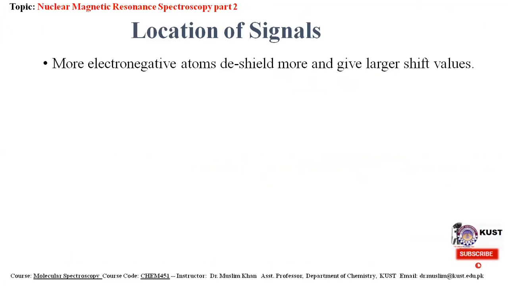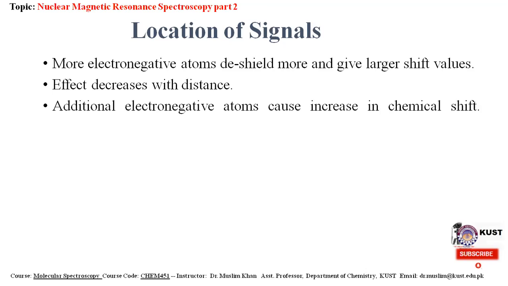As we were discussing the location of the signals, we discussed the chemical shift: more electronegative atoms de-shield hydrogen more and give a larger shift to the signal in a spectrum. The effect decreases with distance. An additional electronegative atom causes a further increase in chemical shift.